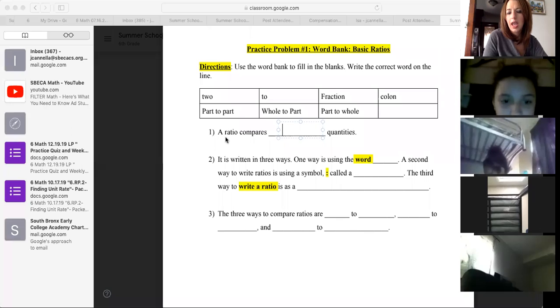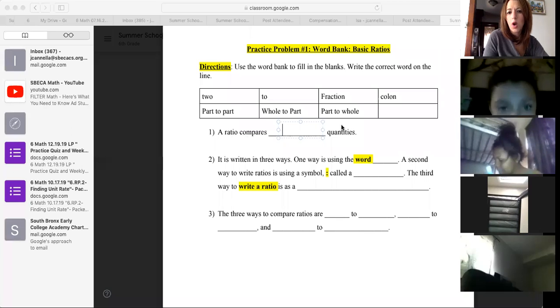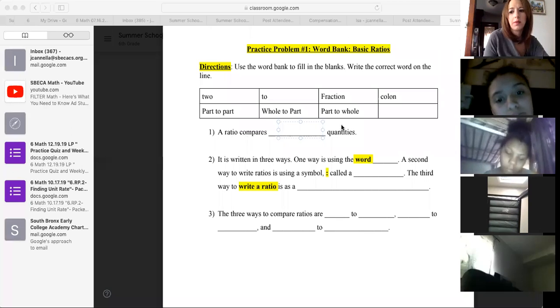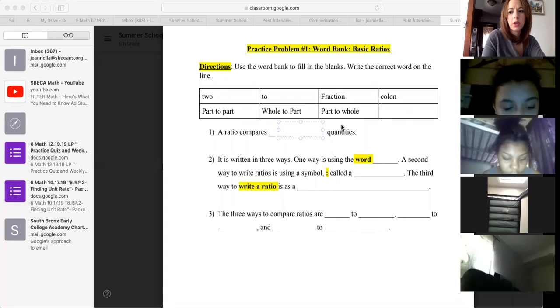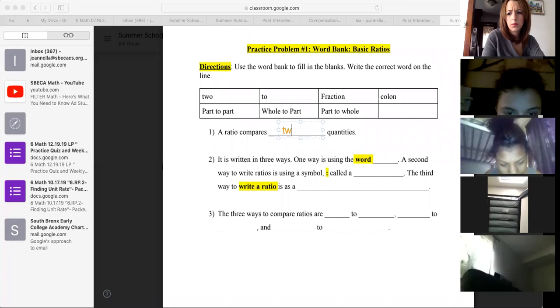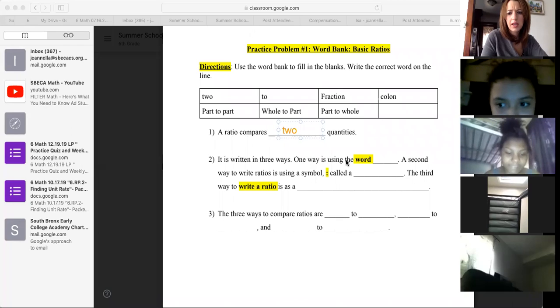So Leilani, a ratio compares blank quantities. Look back on page 1. How many quantities? Looking for a number. 2. Is that in the word bank? Oh, no. 2. Okay, next question.